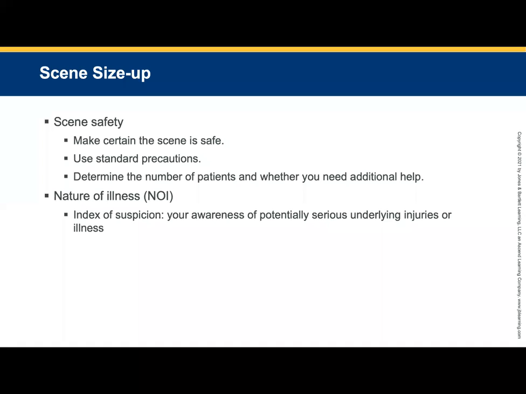So your nature of illness. It's your index of suspicion, your awareness of potential serious underlying injuries or illness. Okay, so your NOI, and MOI, which is mechanism of injury also, that should trigger you in the back of your mind to make a basis. What does this patient potentially need? When I get out of the truck, do I need to go ahead and grab my airway bag, my jump bag, and my drugs? Some agencies, you carry your narcotics on you. Some of them, you don't. What do I need based off of what I see?